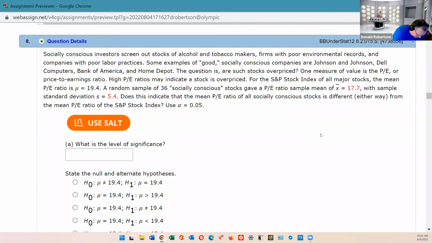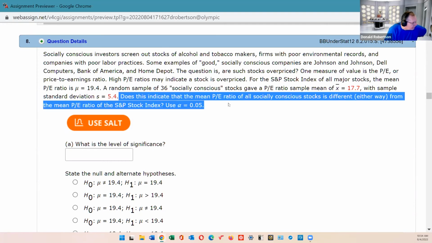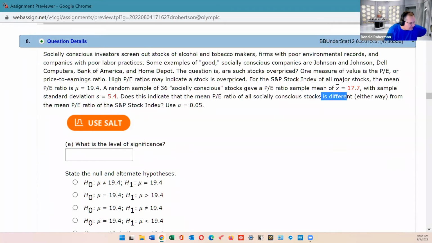So, a random sample of 36 socially conscious stocks. They've now told me that the sample is 36, and they've told me that the mean P to E of them is 17.7 and that the standard deviation is 5.4. Would you agree that line there basically tells me the major numbers I need? Now, does this indicate that the average P to E ratio of socially conscious stocks is, and the key words here are, is different, or is different either way? Does it not make it a not equal to story? Is it different either way?